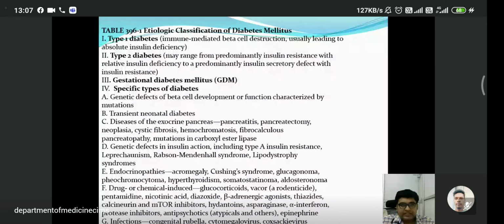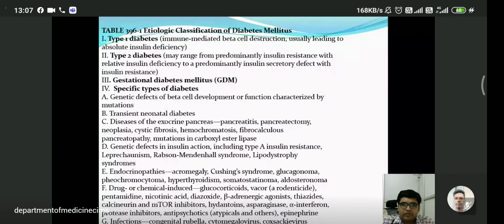The third one is gestational diabetes mellitus. These patients are usually non-diabetic, but during pregnancy and the gestational period, they are found to be hyperglycemic. They are labeled as gestational diabetes mellitus, and they are prone to turn into type 2 diabetes later in life, after a few years. We will discuss it also in another slide. These three are the common ones: type 1, type 2, and gestational diabetes.